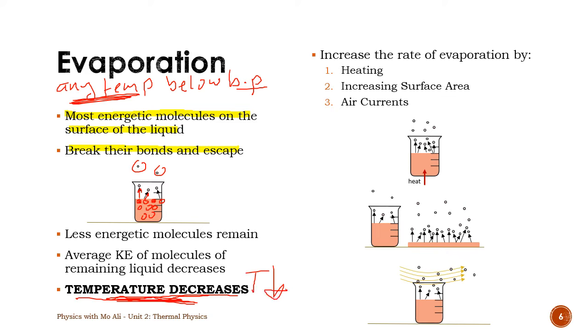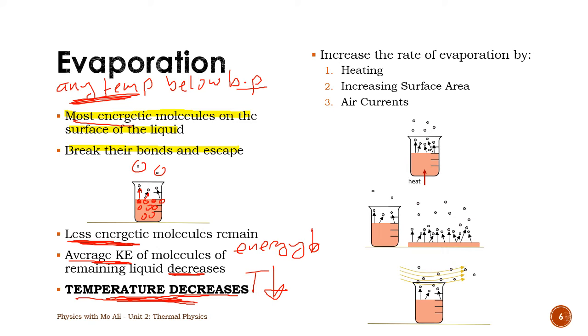Why? Well, if the most energetic molecules escape, there are less energetic molecules left behind, so the average kinetic energy of the molecules decreases. I have molecules with less energy, so the kinetic energy of the remaining molecules decreases. Yes. That's why the temperature decreases.